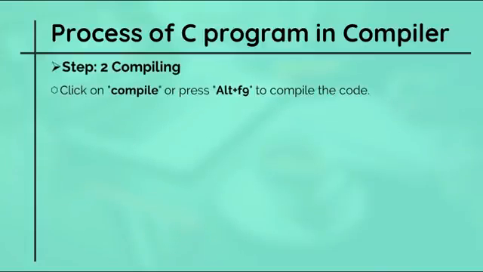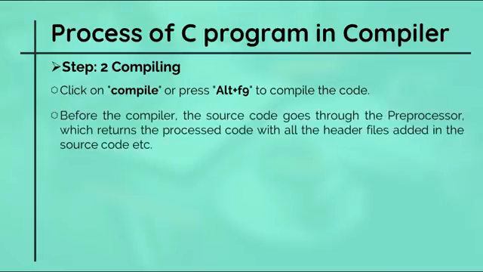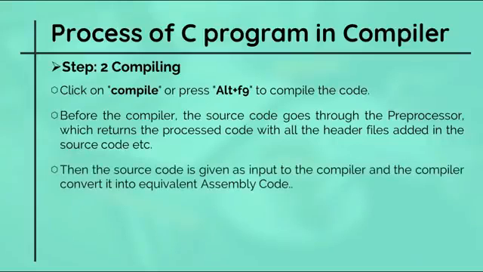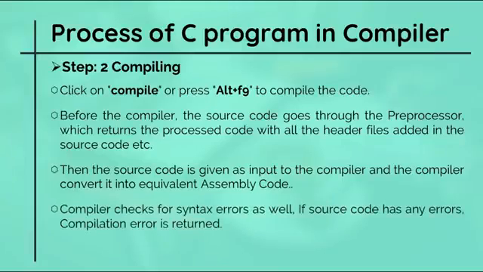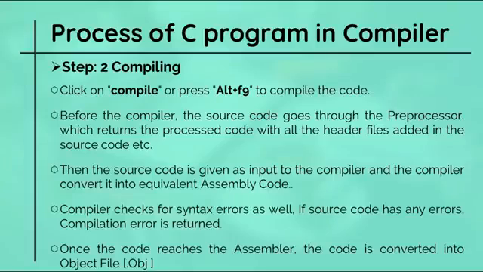Second one is compiling. Click on Compile or press Alt plus F9 to compile the code. Before the compiler, the source code goes through the preprocessor, which returns the preprocessed code with all the header files added in the source code. Then the source code is given as an input to the compiler and the compiler converts it into the equivalent assembly code. The compiler checks for syntax errors as well. If the source code has any error, a compilation error is reported. Once the code reaches the assembler, the code is converted into the object file, that is .obj.